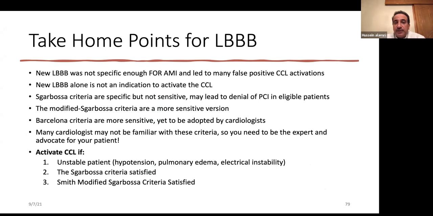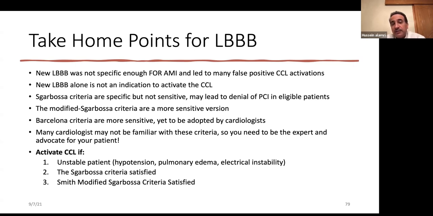So the take-home message for left bundle branch block is that a new left bundle branch block is not specific enough for acute MI, and it led to many false activation of the cardiac cath lab. Again, new left bundle branch block alone is not an indication, as we mentioned, for activation of the cath lab. It has to be associated with the features in the previous algorithm.